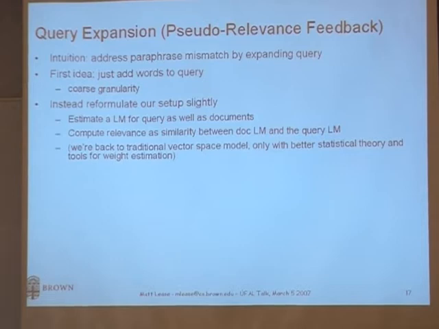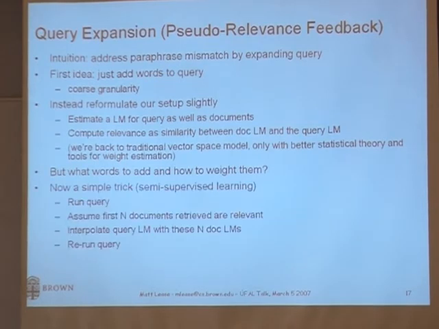We have a vector for the document. We have a vector for the query. We're going to put them together and look at similarity between them. But again, we have better statistical theory and tools now for doing this. The question, of course, is what words do we add and how do we weight them?